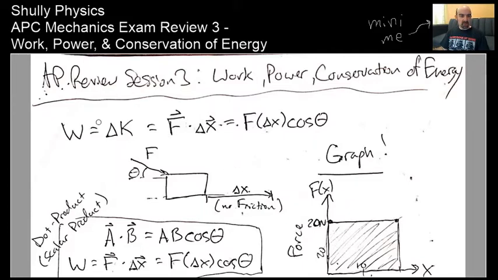So work is the change in kinetic energy, and it's also a force times a displacement. Now that is two vectors being multiplied together, so it's a vector product. Excuse me, it's a scalar product.